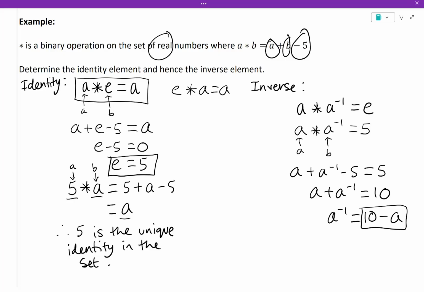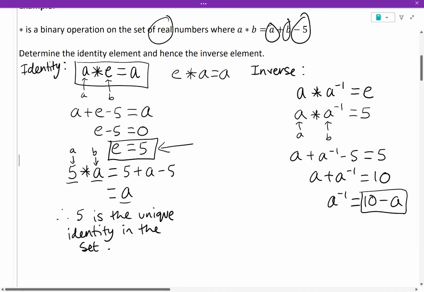This was different to the identity, where the identity had to come out as one specific unique value in order for it to be an identity. If this here had come out as 5 subtract A, then we could establish there is no unique identity, because that would imply that the identity depends on A, and therefore we would get a different identity for every single element, which doesn't make sense. So it makes sense that it's come out as 10 subtract A.